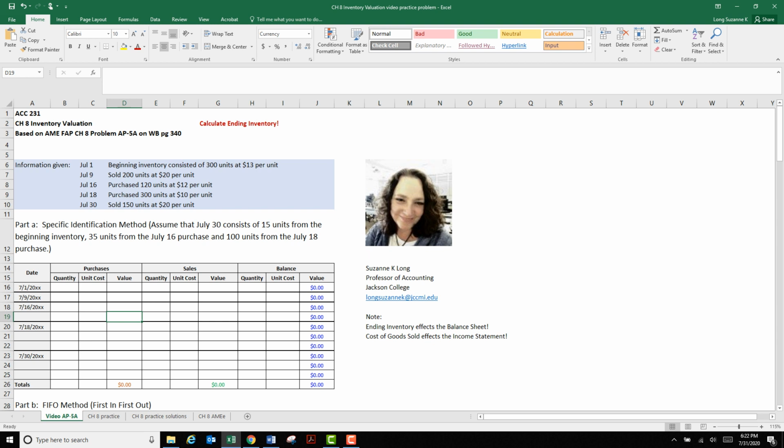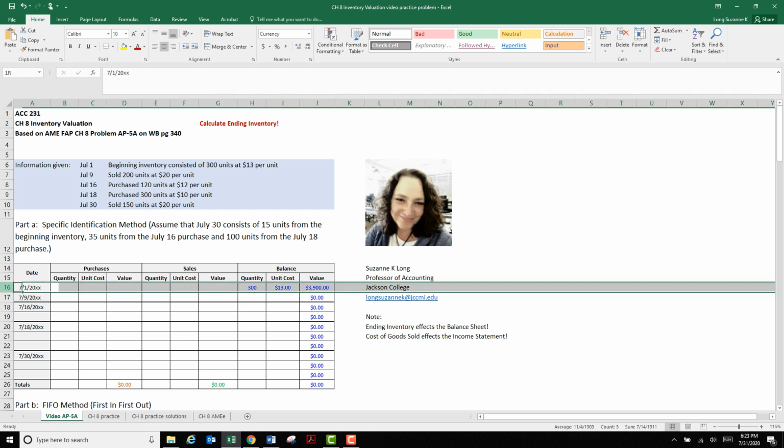Okay, let's start with specific identification. This is perhaps the most intuitive of the inventory methods. It's saying, hey, if I purchase something and I sell it, I'm going to track it that way. So let's start right out with July 1st, beginning inventory, 300 units, 13 per unit. So we're going to be right up here. We're not purchasing, we're not selling. This is the balance. So we've got 300 at 13. I have some formulas in here that are multiplying, and I'm just going to let those multiply. So it's equals this one asterisk times this to get this total value amount. So that's what we've got for our opening balance, July 1st, beginning inventory.